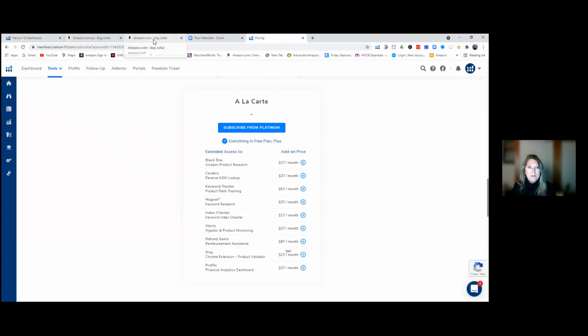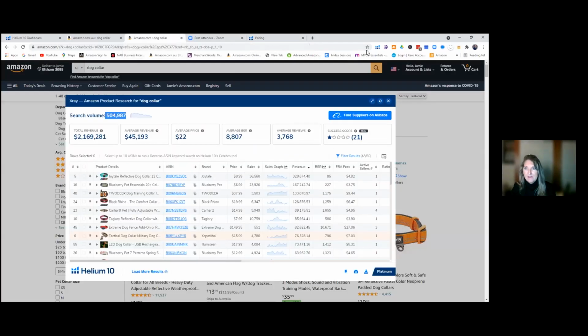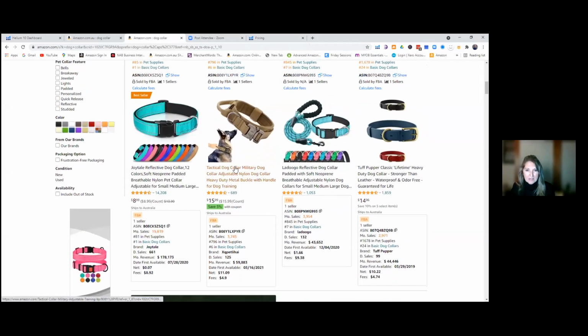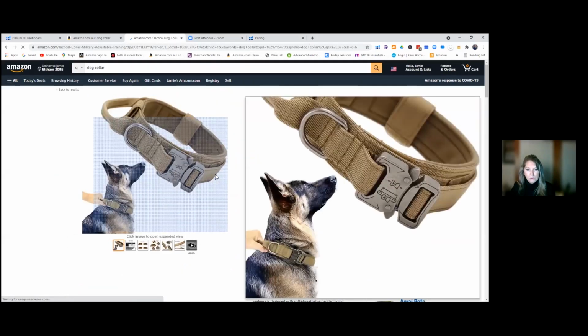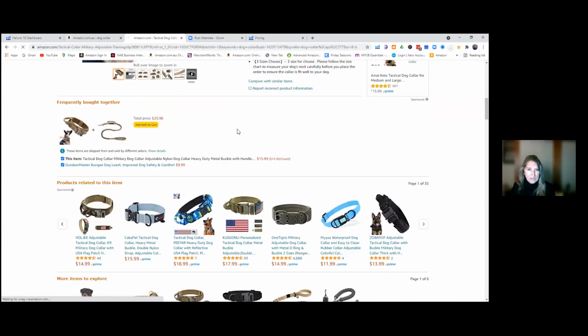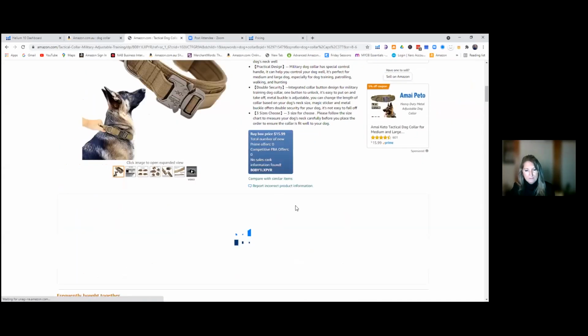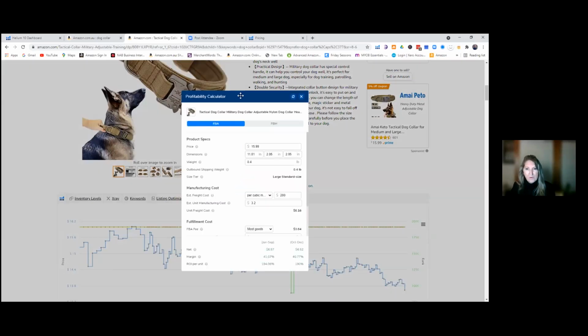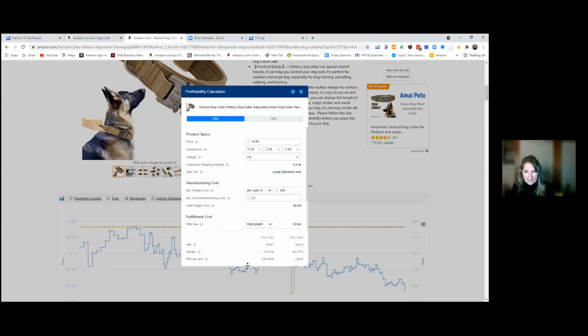But I forgot to show you my absolute favorite tool out of this, the profit calculator. So good hint for everyone. We all know shipping's deadly at the moment. So if we want to sell this tactical dog collar military, when it gets going, here we go. Profitability calculator. We can play with these prices and see if we're going to get a good return on our investment.